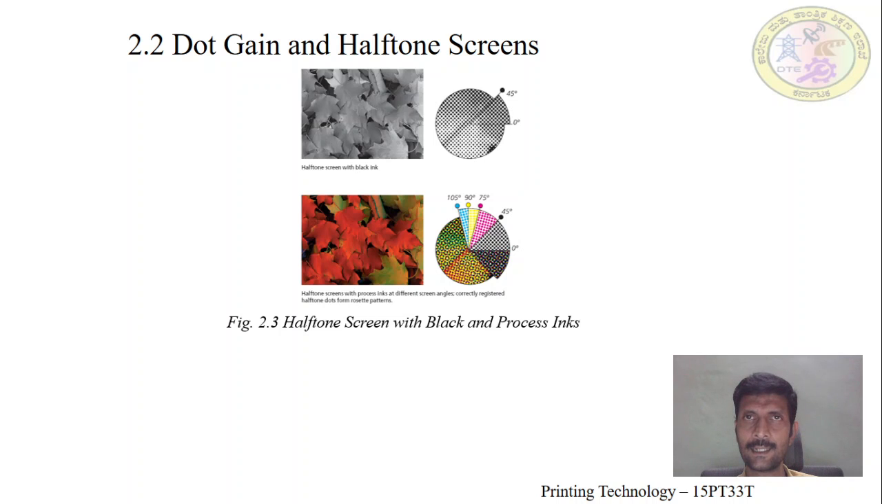Its screen angle appears at either 0 or 105 degrees. Yellow is the purest color, so it is always 90 degrees. Magenta is 75 and black is 45 degrees. This is how halftone screens processed at different screen angles are correctly registered one upon the other to produce a perfect color print.